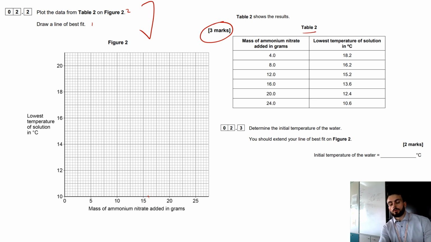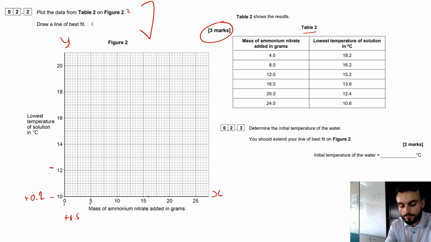We're going to figure out what the scale is to start off with. So on our x-axis, and our y-axis. On the y-axis we've got from 10 to 12 there are 10 little jumps, so that means each little tiny square is worth 0.2, and then from 0 to 5 we've got 10 jumps, so that means each little square is 0.5. So we'll start off, so we go along the corridor, up the stairs. I'm going to go along to 4 for the mass, and I'm going to go up to 18.2.